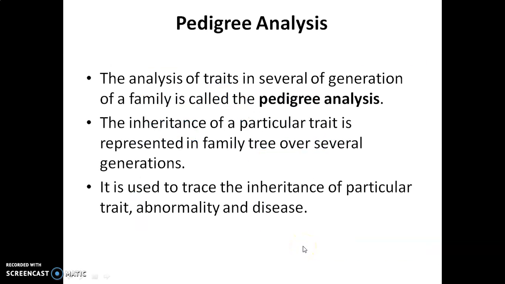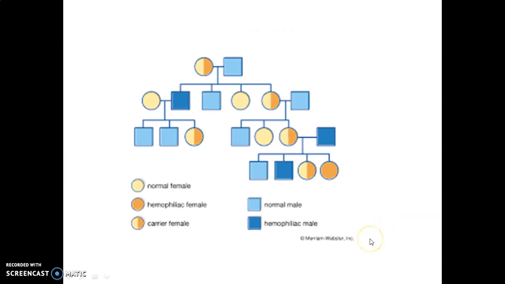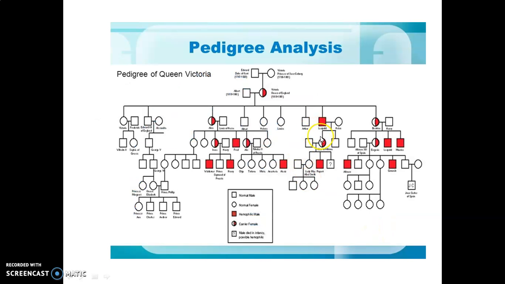See children, the analysis of traits in several generations of a family is called pedigree analysis. The inheritance of a particular trait is represented in a family tree over several generations. It is used to trace the inheritance of a particular trait, abnormality and disease. Here in this pedigree of Queen Victoria, the disease hemophilia is exhibited. In coming classes we will discuss more about different types of disease conditions and their pedigree charts.